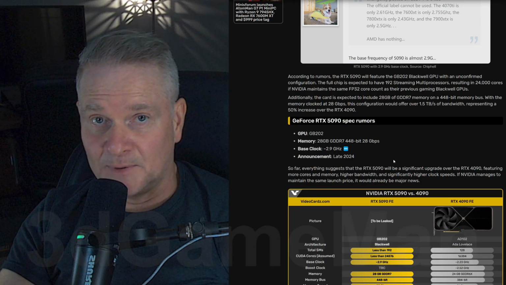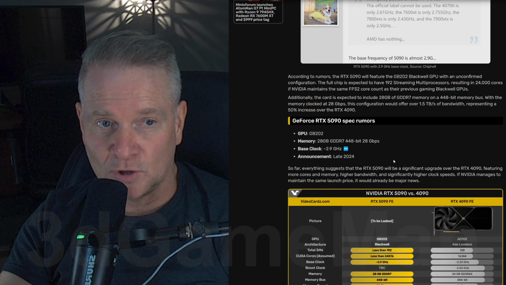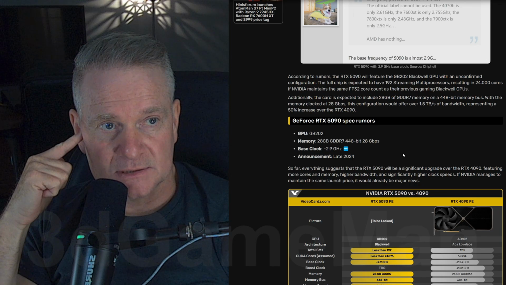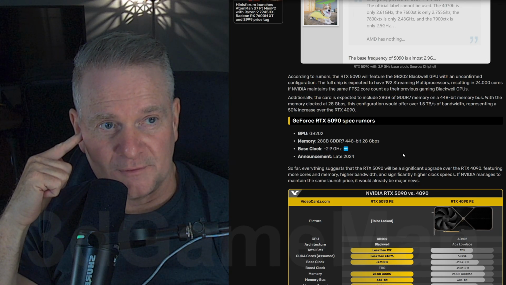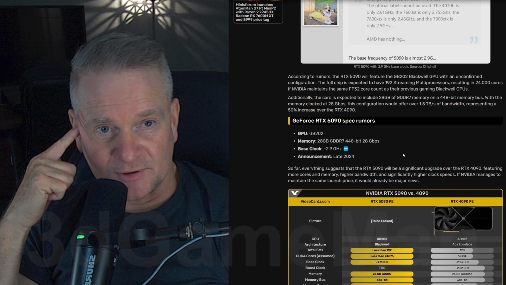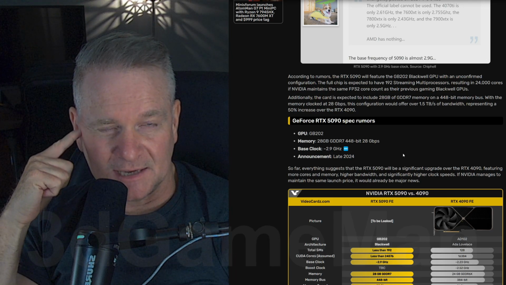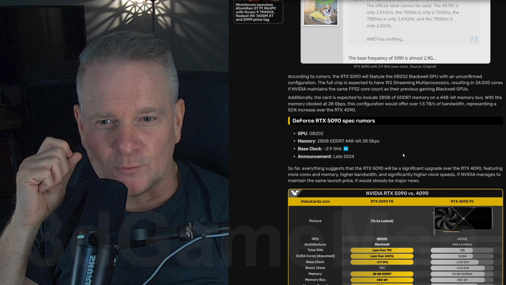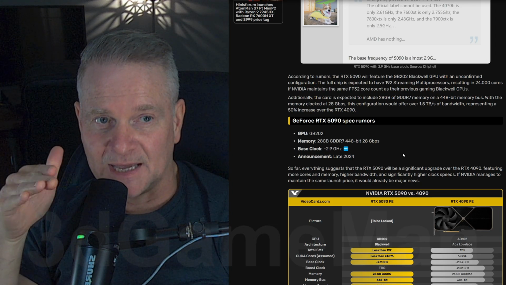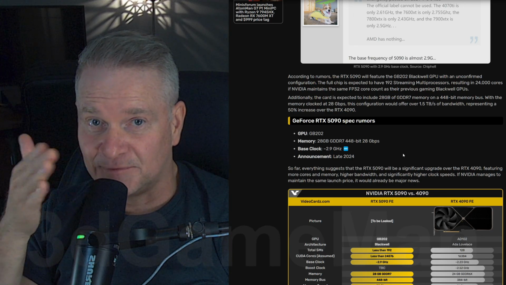Again, the GPU is GB202. It has apparently 28 gigabytes of GDDR7 448-bit memory, and apparently that would get around 1.5 terabytes per second of bandwidth, which represents around a 50% increase over the RTX 4090. And you're going to have to really see true performance gains in game for a lot of people to move on from a 4090 up to a 5090, to be honest.